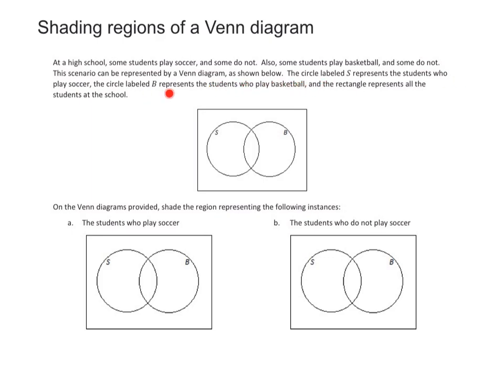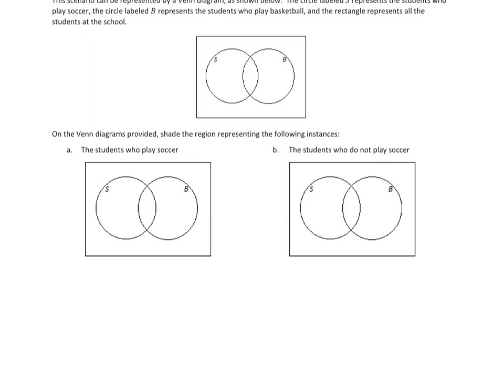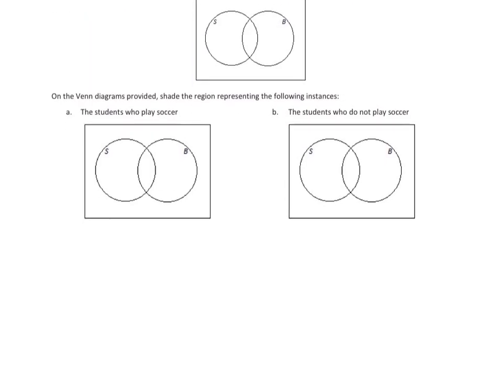S is the students that play soccer, B is the students that play basketball, and here they want us to evaluate several different things. So on the Venn diagram, I want you to shade in the section that they're describing. What students play soccer? So I'm saying anybody who's in circle S plays soccer. Guess I need to do a better job there. So anybody in that section plays soccer.